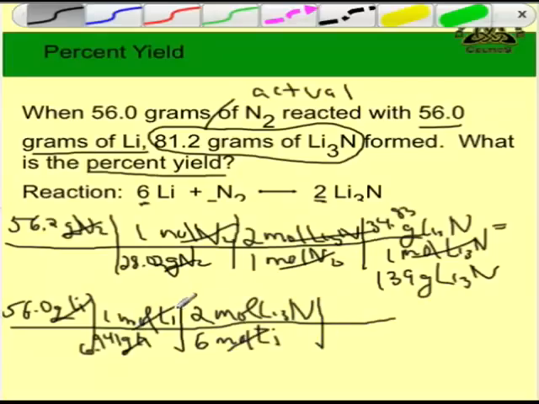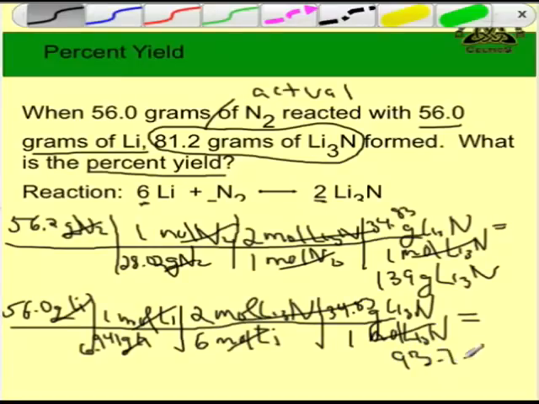My moles of Li cancel. I'm going to put moles of Li3N here and grams of Li3N here. And 1 mole of Li3N is, again, 34.83 grams. This unit cancels with this unit, leaving me with grams of Li3N as my unit, which is what I want. And this gives me 93.7 grams of Li3N. This then is the theoretical yield.